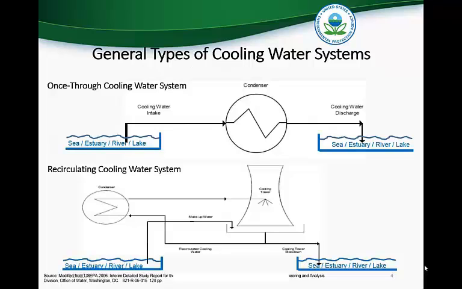This is a simplified diagram of the two general types of cooling water systems. The once-through cooling water system is seen at the top of the slide, and the recirculating cooling water system at the bottom. You'll see that each system has a condenser. You'll also notice that makeup water is added to the recirculating cooling water system.